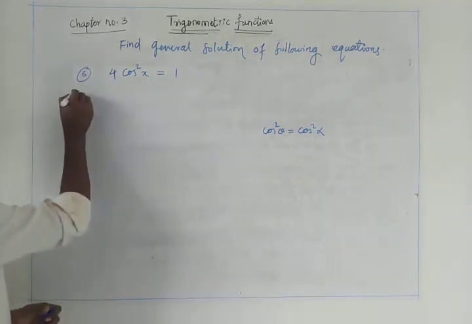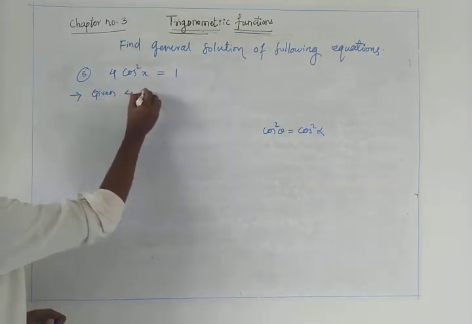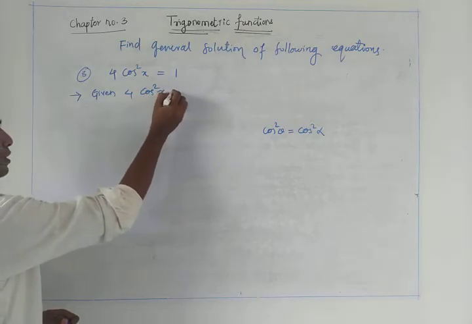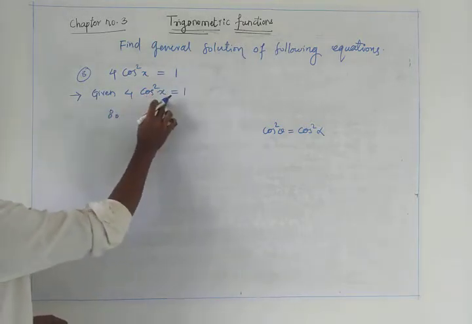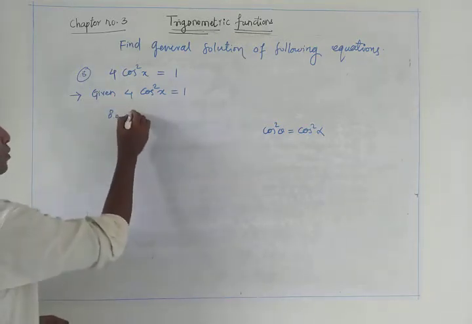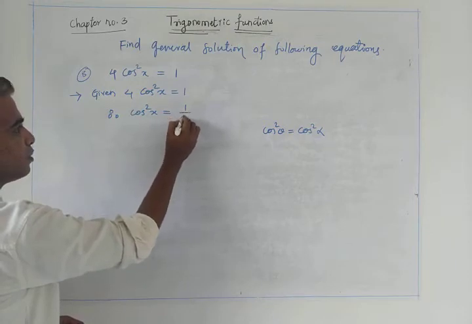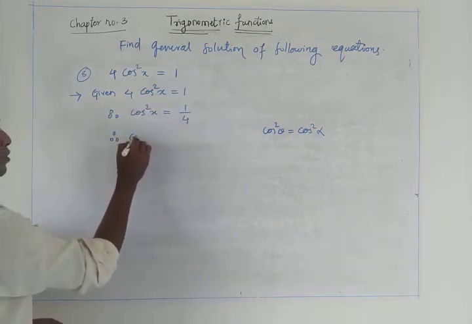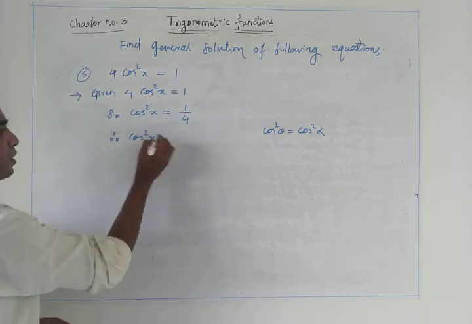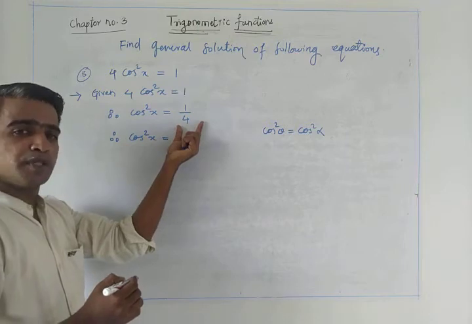So start with the solution. First, given 4 cos square x is equal to 1. Now we want cos square x only as a single function, we don't want that 4. So cos square x is equal to 1 upon 4. So therefore cos square x is equal to. Now if the left hand side is a square function, then the right hand side must also be a square.